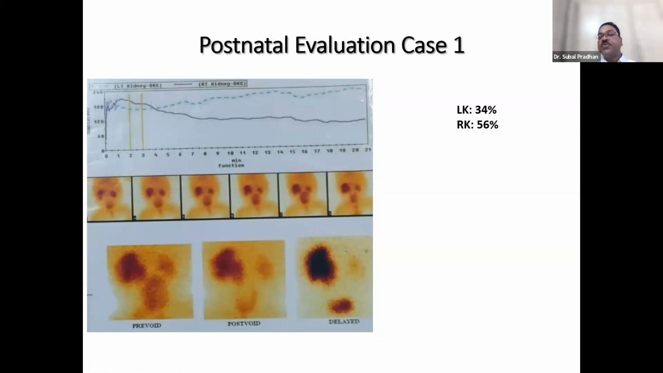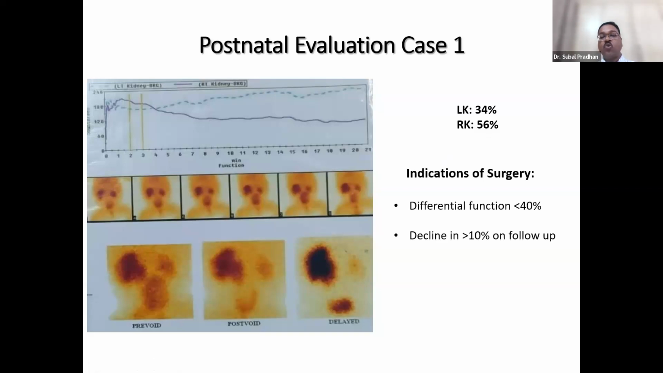Not all cases of PUJ obstruction require surgical intervention. The indications of surgery are if the differential function is less than 40%, or if there is a decline in function of more than 10% on follow-up. So this is a case where you can see the left kidney function is 34% and requires surgery, and the patient underwent pyeloplasty. So quickly moving to the next case scenario.